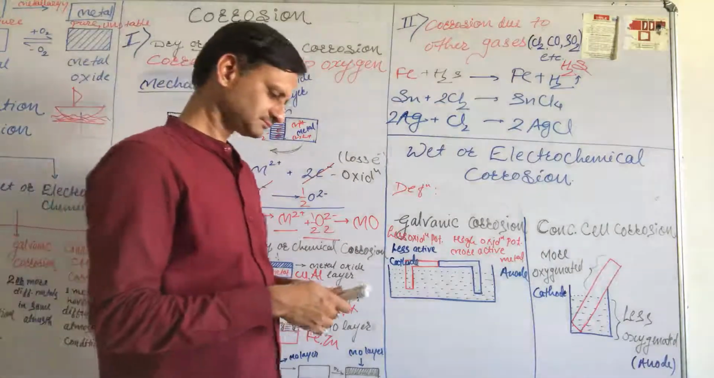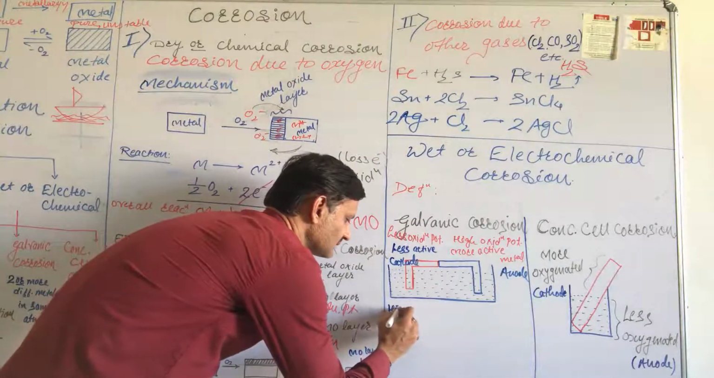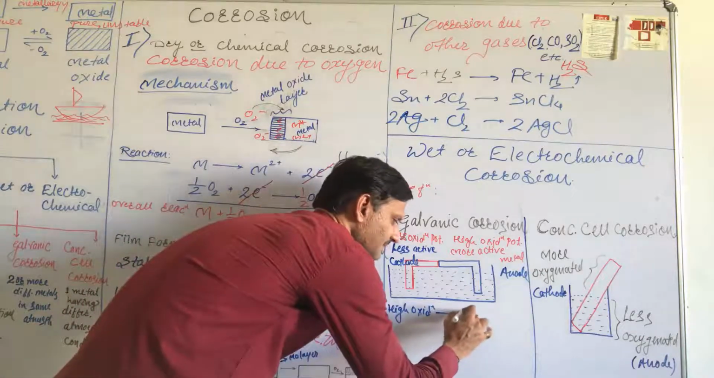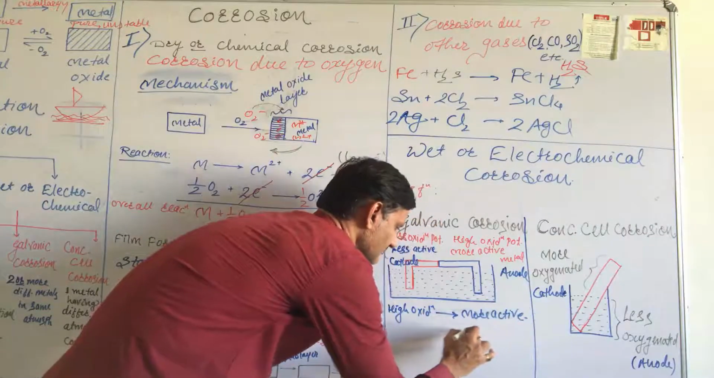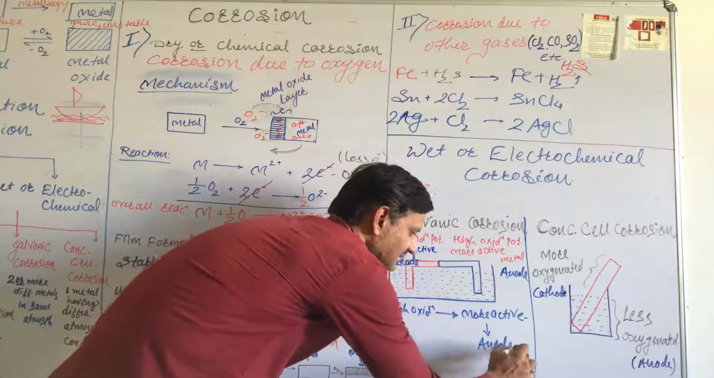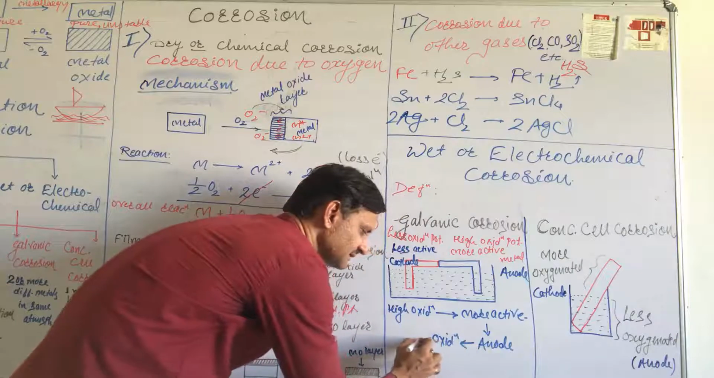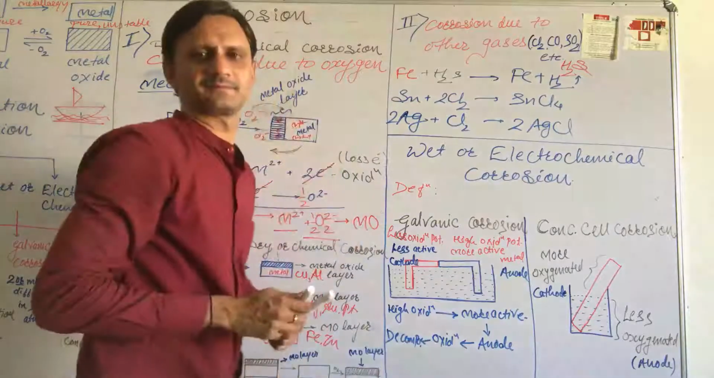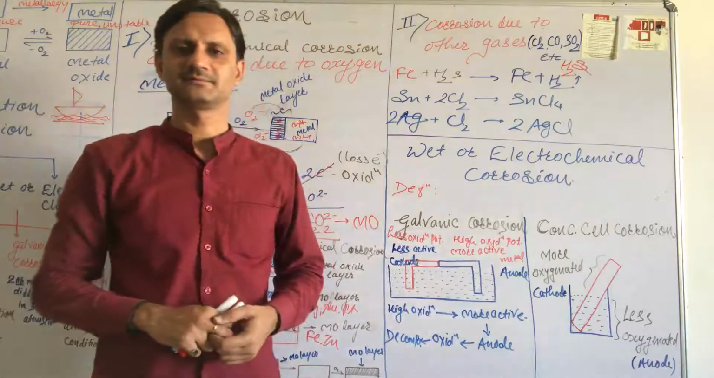As you already know, the high oxidation potential metal is more active, and it acts as an anode. Anode undergoes the process of oxidation and hence gets decomposed. It's very basic knowledge behind galvanic corrosion. Very simple.